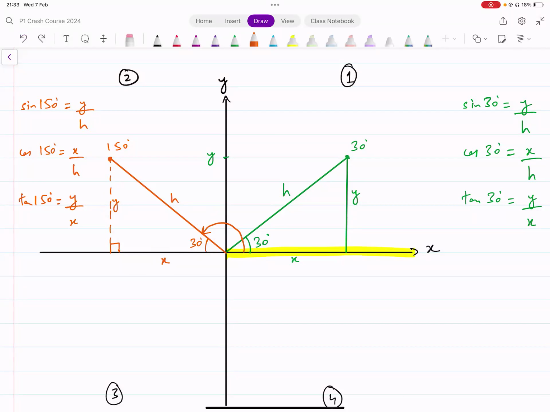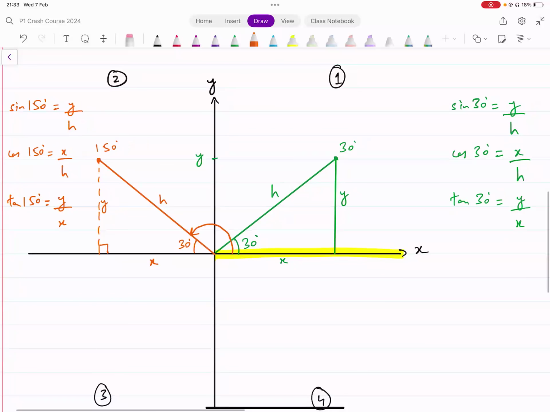Since we changed the definition of sine, cos, and tan now to call them y over h, instead of perpendicular, we have y, instead of base, we've got x. We're calling them y over h, x over h, and y over x now. Now we can write down the values of sine of 150 and cos of 150 and tan of 150 as well. So sine of 150 is also going to be y over h. Cos of 150 is also x over h, just like before here. And tan of 150 is also y over x here. Okay, but there's a slight difference.